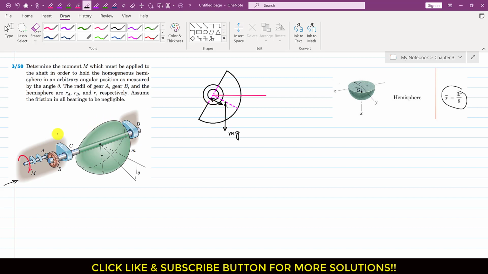Similarly, if we apply the moment at this particular shaft, then gear A will rotate clockwise, and gear A will rotate gear B in the counterclockwise direction. So gear A will apply a force on gear B in the downward direction, in this direction. And this is that gear B.